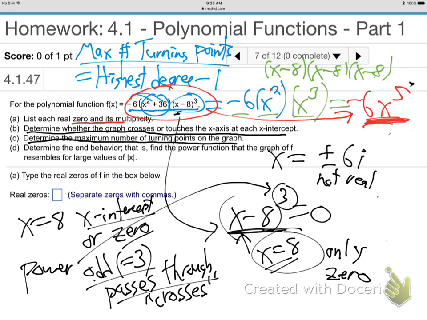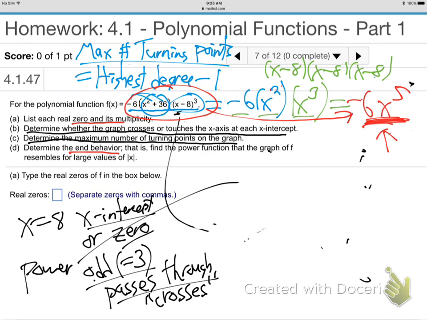And in fact, that's what they want on part D when they say end behavior. That's exactly what they want. So let me just write that right here. They want you to say that. That is the end behavior.